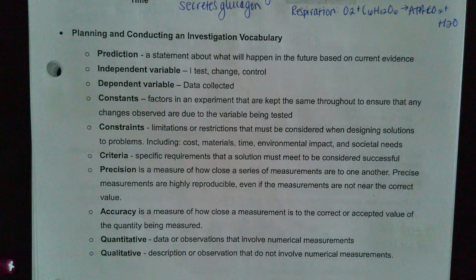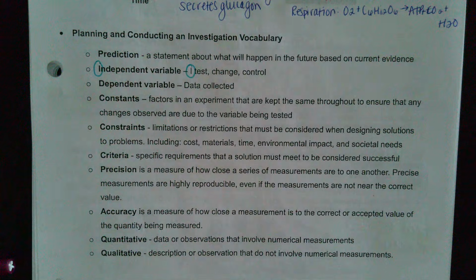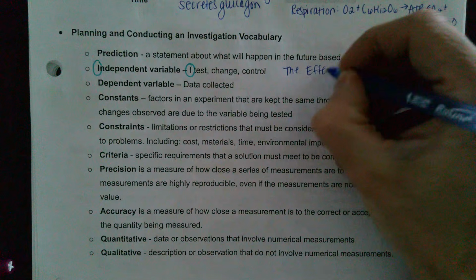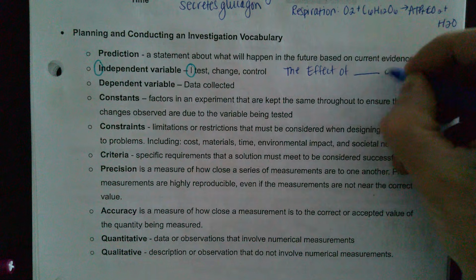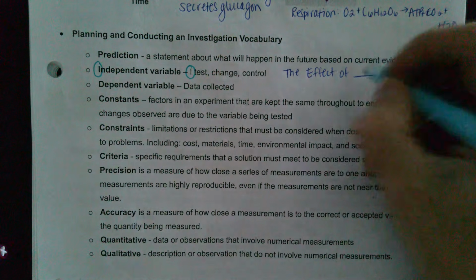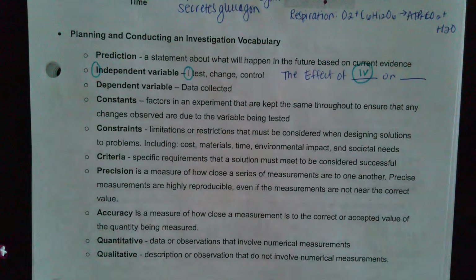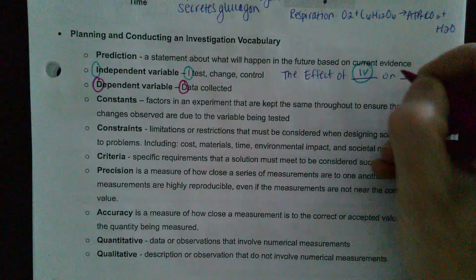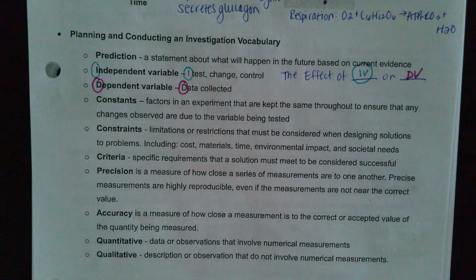Independent variable is the thing that I myself am changing. What is the difference between the two groups? So I am always thinking independent. You might also see something written as the effect of blank on blank. The first blank is always my independent variable. The second blank is the data that I collect, or the dependent variable.